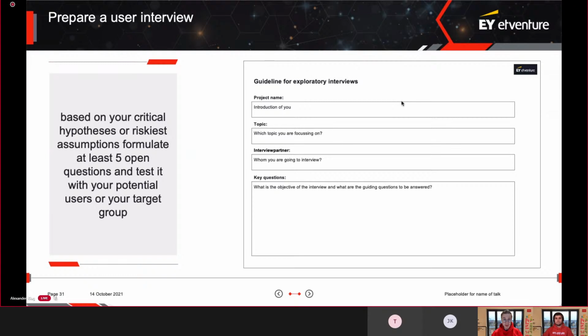So I just said, be prepared. One thing we highly suggest is to do a guideline for these exploratory interviews. We also attach this for you, and you can quickly create it before you do an interview. You should always look at how we introduce ourselves to the person we might be interviewing, which topic we are focusing on, and who we want to interview. Then, based on the hypothesis you developed earlier, formulate at least 5 questions you want to find out, and start the interview process with this guideline.